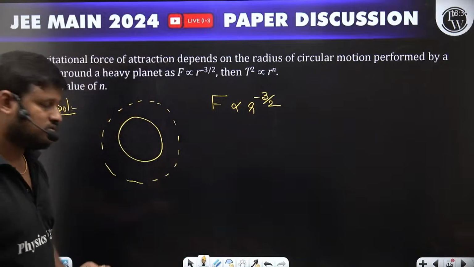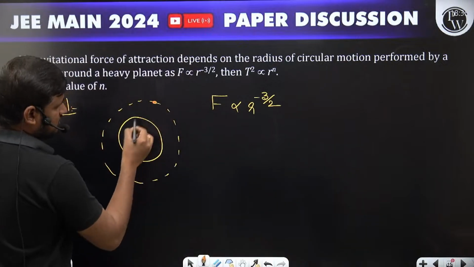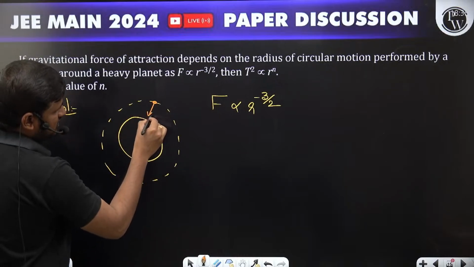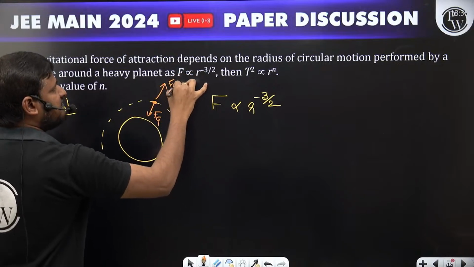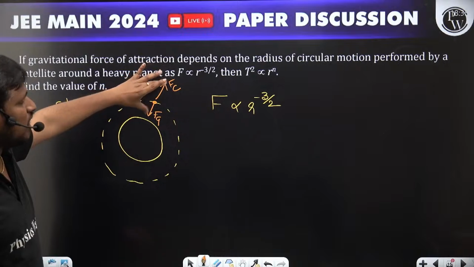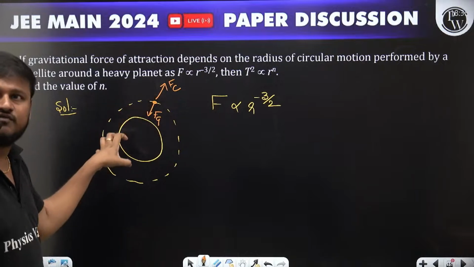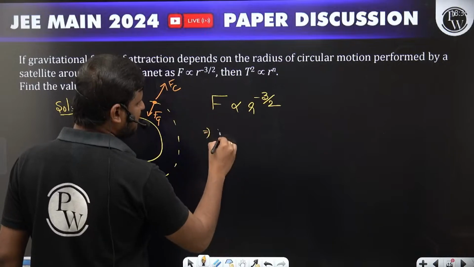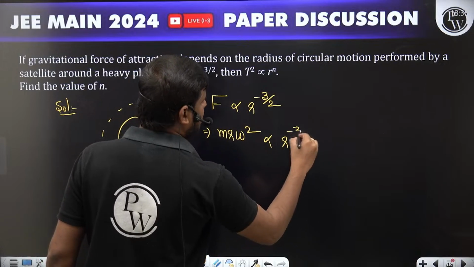Alright, now understand the concept. When this satellite is revolving around the heavy planet, obviously there will be some centripetal force, the gravitational force, and there will be some centrifugal force which is acting away. If these two are equal, then only it will revolve around the heavy planet. Otherwise it falls, right? Now you know that this centrifugal force, in place of F, I can write m r omega square, which is proportional to r to the power minus 3 by 2.